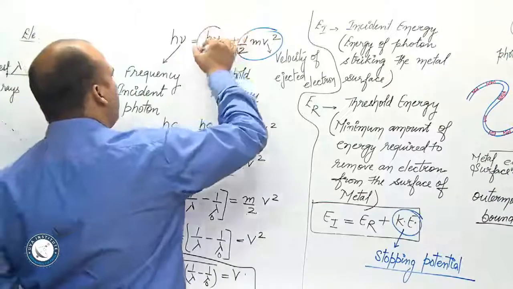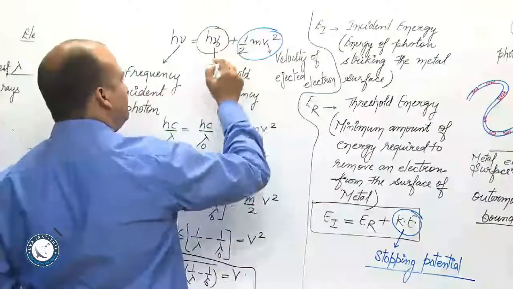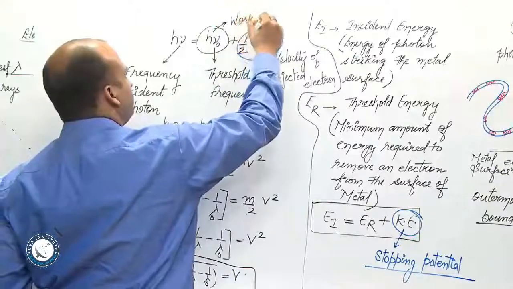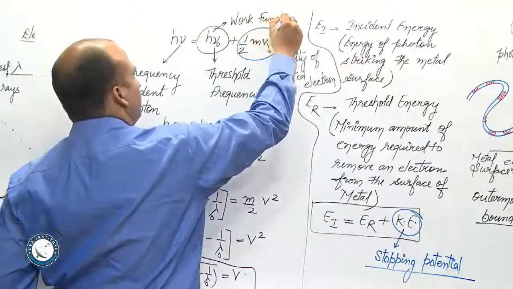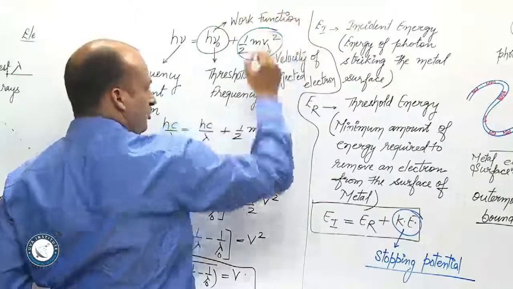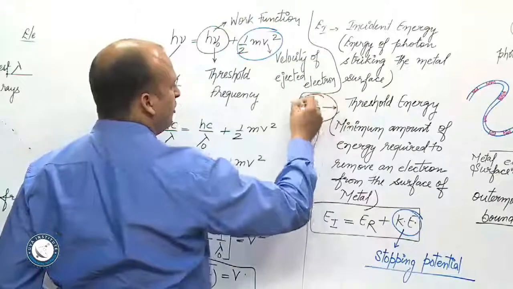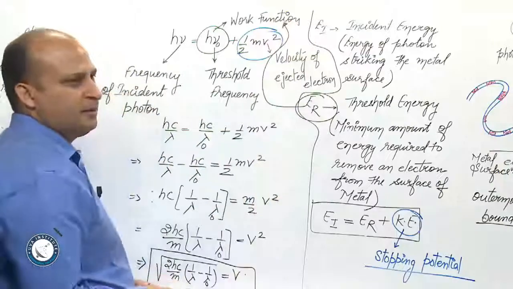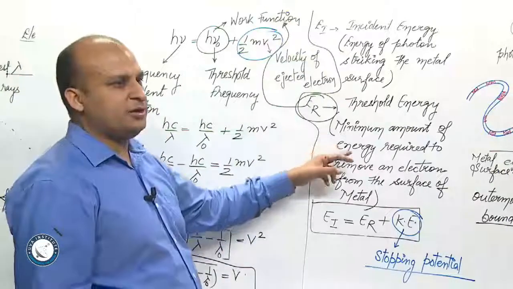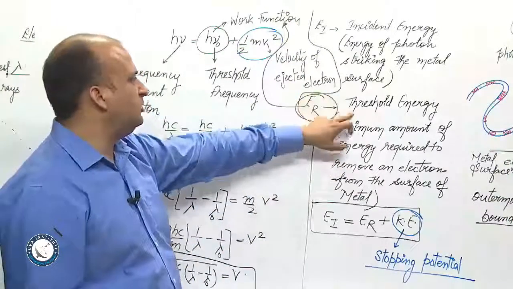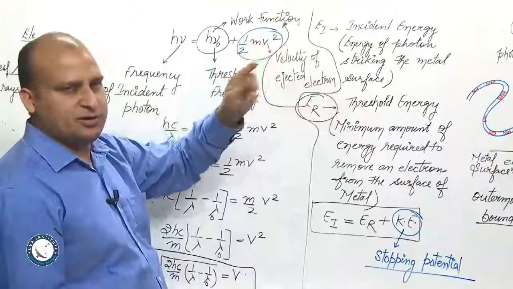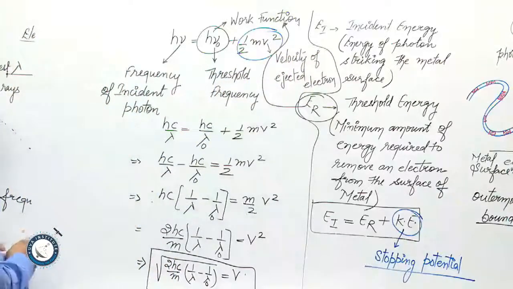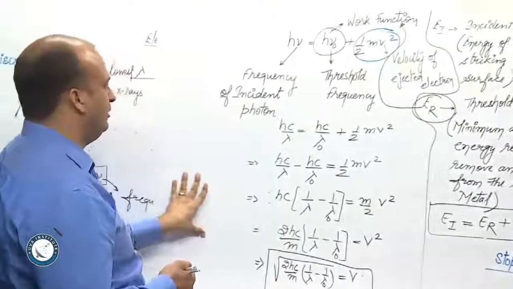What is the relation between velocity of the ejected electron and the wavelength? But this thing only, hν₀, is termed as work function, or this threshold energy is work function. The minimum amount of energy required to remove an electron is termed as threshold energy or work function. Both are one and the same thing. Okay? So this is one of the formulas, right?